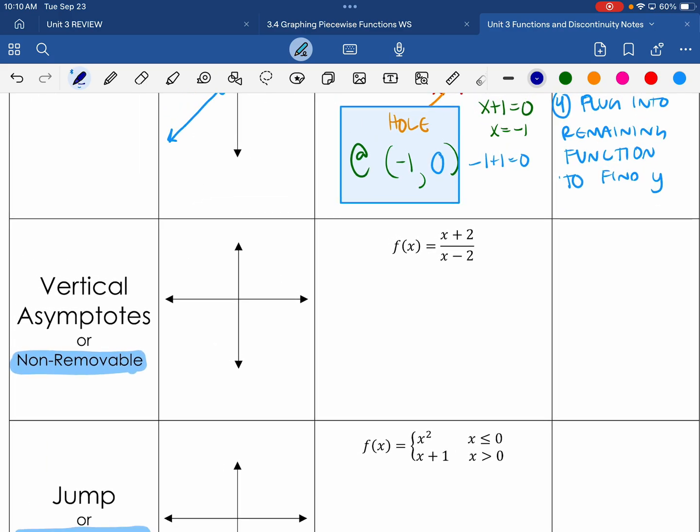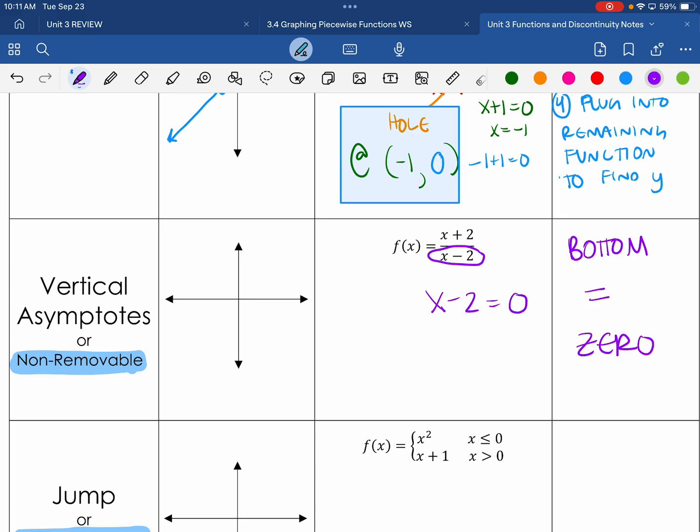So the next thing is the vertical asymptotes. How do we find vertical asymptotes? Set the bottom equal to 0. Anything left over on the bottom gets set equal to 0. That is going to give you a VA. So on this one, x plus 2 and x minus 2 do not cancel. So we take whatever's on the bottom and set it equal to 0, which gives you 2. So we would say that we have a vertical asymptote at x equals 2.